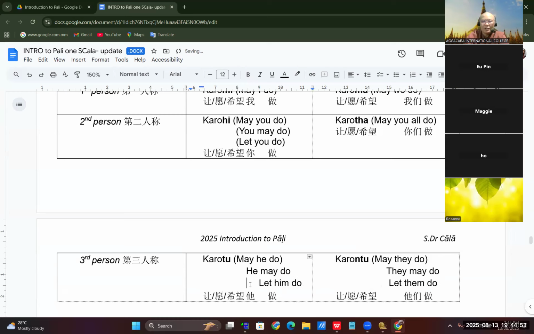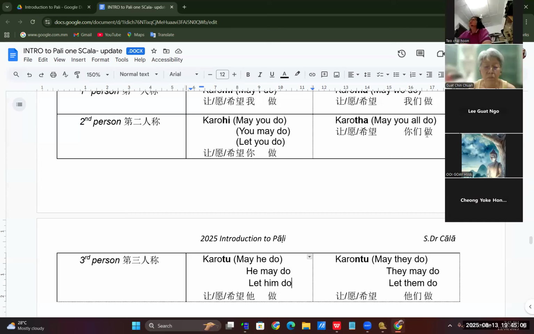Question? Yes. In English, it's all like may he do, he may do, maybe the same meaning. Like let him do becomes like an instruction, more like a command. But in Pali they are all the same. It just depends on how we say it, the tone, the way you speak.